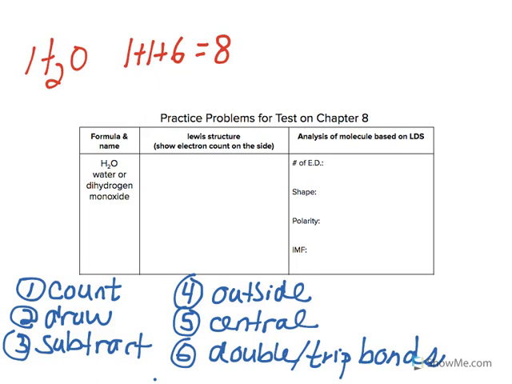So now I go ahead and go to step 2, which is drawing the molecule, picking the central atom. Hydrogen can never be the central atom, so the central atom is going to wind up being oxygen. And then hydrogen will have to be the 2 atoms on either side.